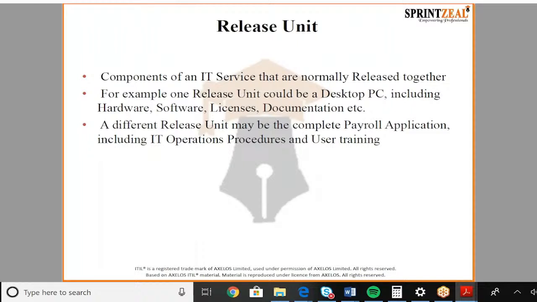Or it could be a set of organizational processes. And it says, okay, you're working on our DoD contract. Here's the way that they do business, and they'll hand you or provide you access to a number of processes that you would need to be able to effectively do work on that contract. A different release unit may be the complete payroll application, including IT operations procedures and user trainings.